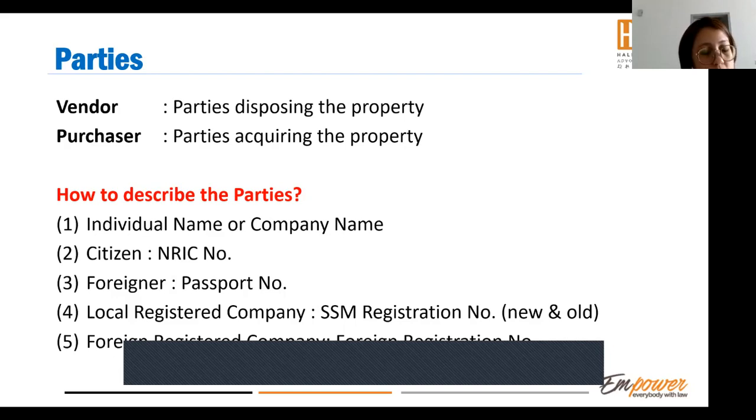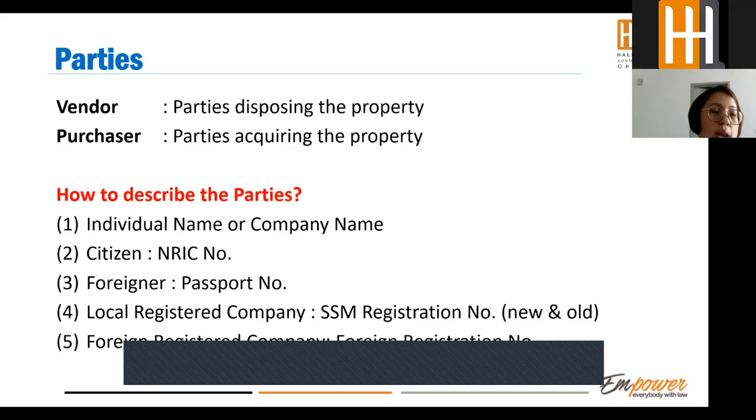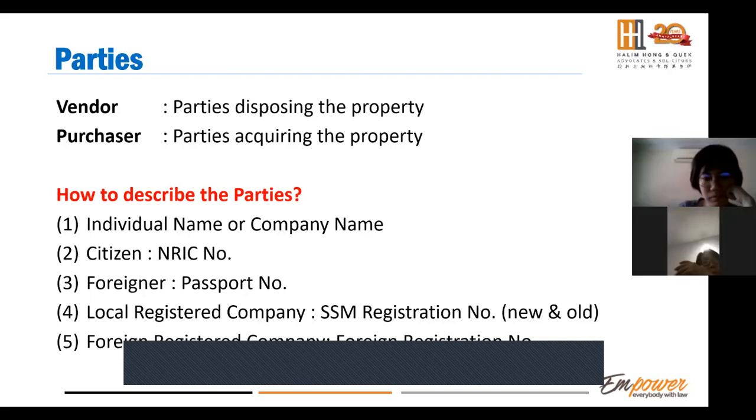This is very important. Foreigner individual must put in passport number, because in all the future land office transactions or forms, we must put in the foreigner's passport number, not their own country identity card number, right? Okay, if it's a Malaysian company, you must put in the SSM registration number, because now SSM already has a new number for all the companies in Malaysia, so you must put in the new and old company number. So foreign company, as usual, you just put in the company registration number, actually they're registered in their own country. So this is all about the parties.